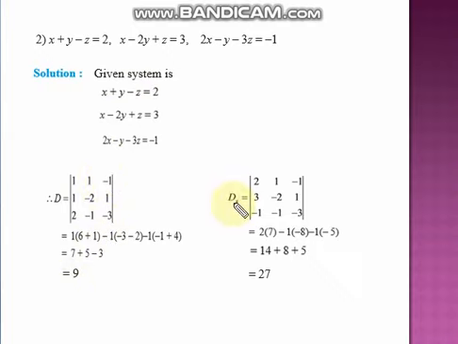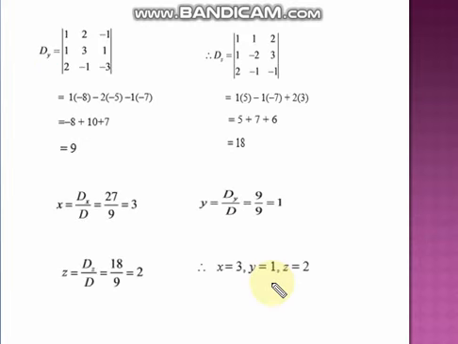Next you have to find dx. So as I said, you have to replace the first column of d with the right hand side 2, 3, minus 1. You can see here 2, 3, minus 1. The remaining two columns you have to keep as they are. Then the value of dx will be 27.